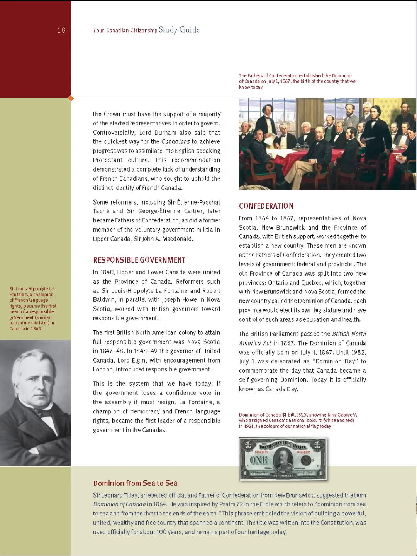The British Parliament passed the British North America Act in 1867. The Dominion of Canada was officially born on July 1, 1867. Until 1982, July 1st was celebrated as Dominion Day to commemorate the day that Canada became a self-governing dominion. Today, it is officially known as Canada Day. Dominion of Canada $1 bill, 1923, showing King George V, who assigned Canada's national colors, white and red, in 1921, the colors of our national flag today.